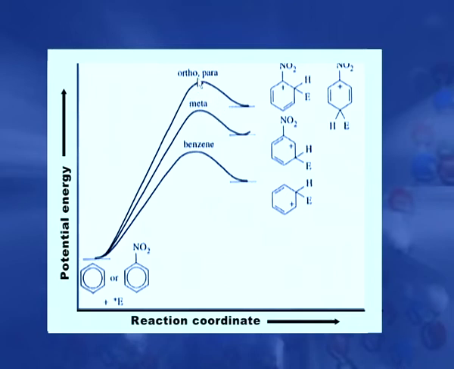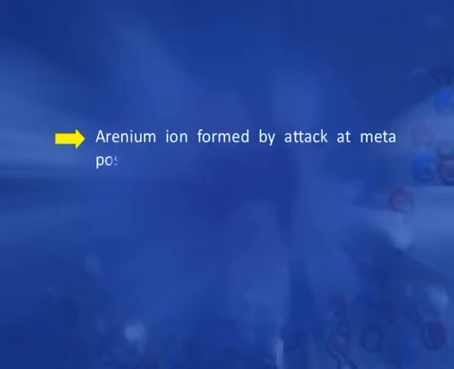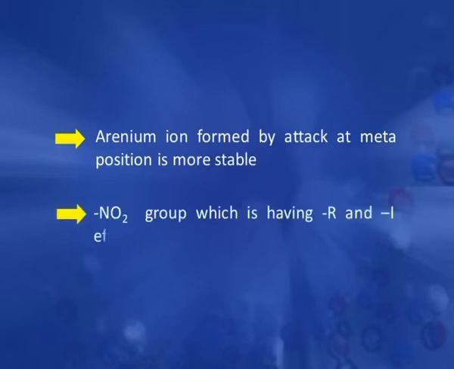The reason, again as we have discussed, is that in ortho and para the contribution towards resonance is less as compared to meta. So, that is why the meta intermediate arenium ion is more stable as compared to ortho and para. So, we can say the arenium ion formed by attack at the meta position is more stable. So, the nitro group, which has minus R and minus I effect, is a meta director.